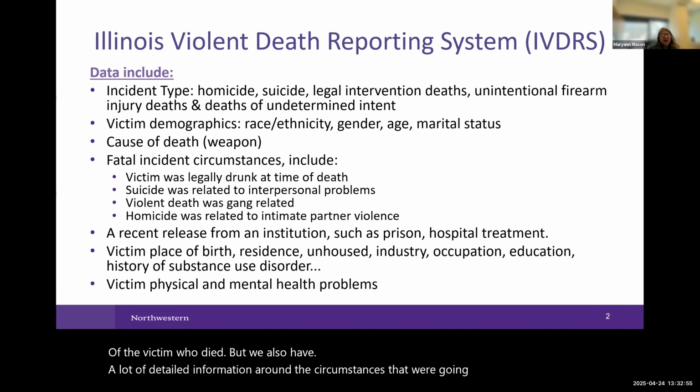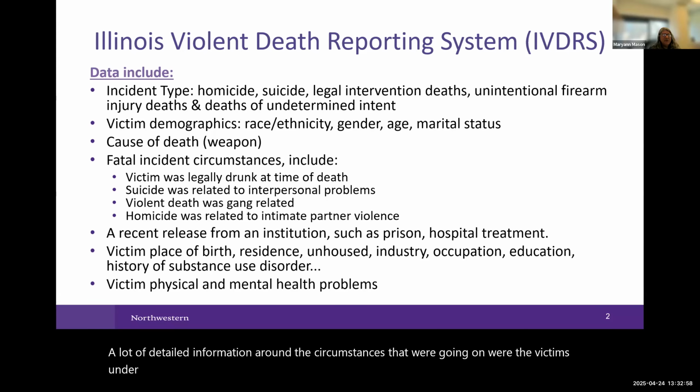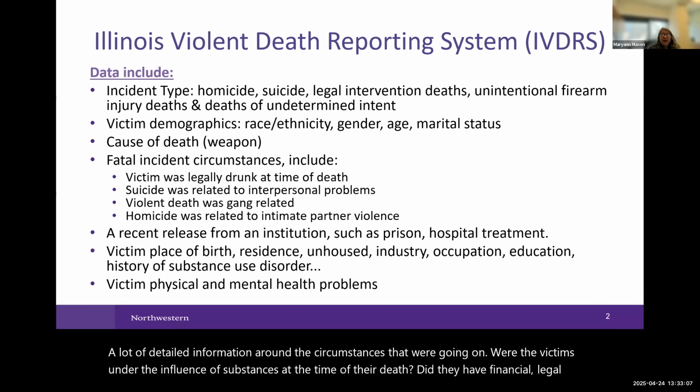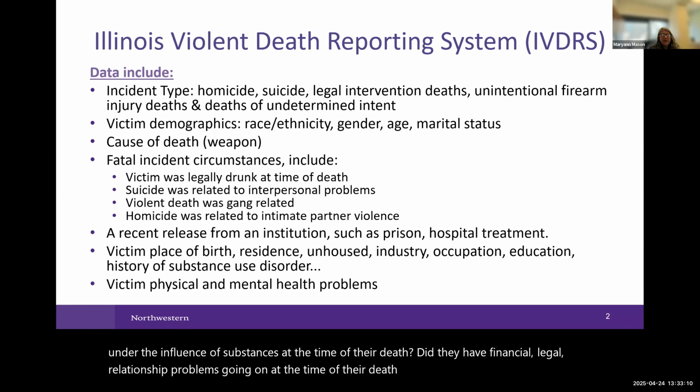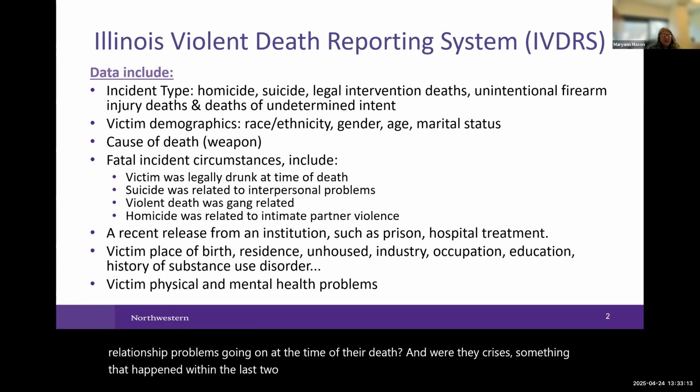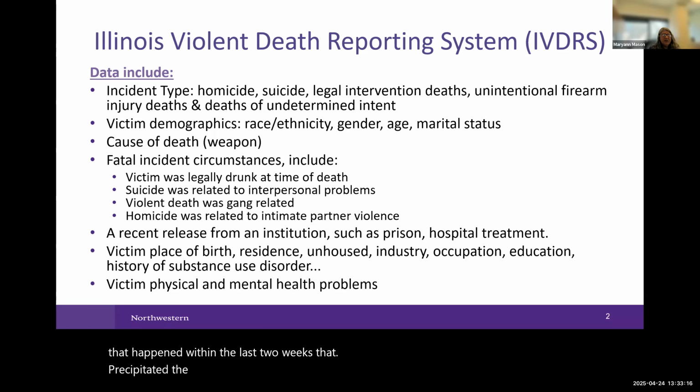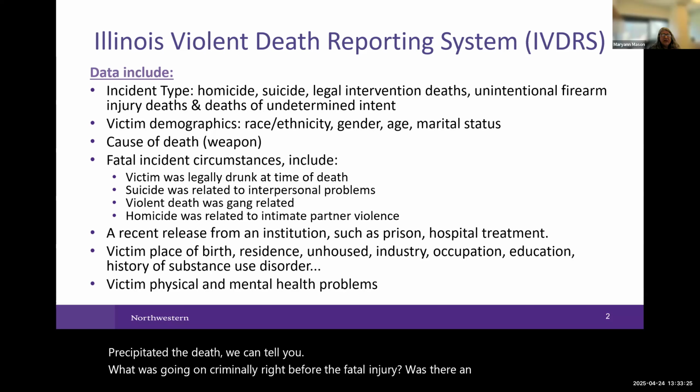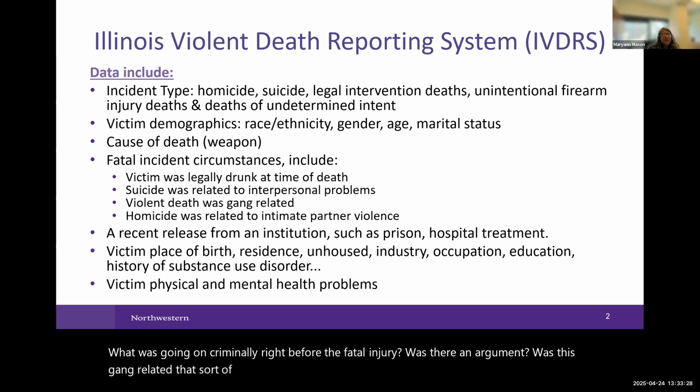Were the victims under the influence of substances at the time of their death? Did they have financial, legal, relationship problems going on at the time of their death? And were there crises, something that happened within the last 2 weeks that precipitated the death? We can tell you what was going on criminally right before the fatal injury. Was there an argument? Was this gang related? That sort of thing. And we can also tell you, for example, if it was a homicide, was there an intimate partner violence aspect to it?